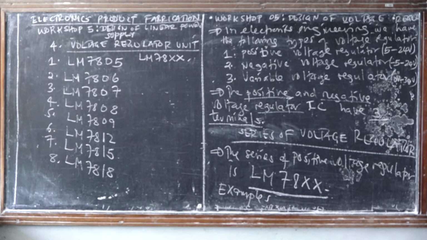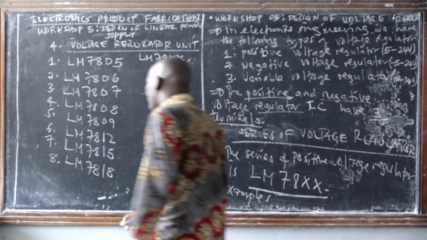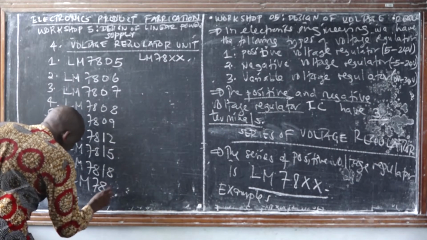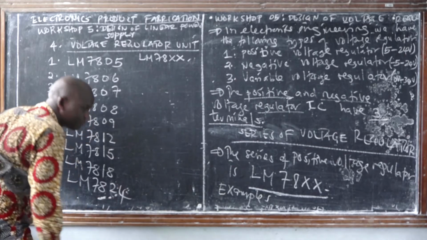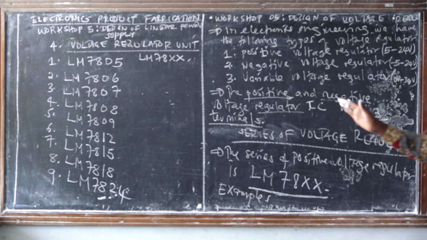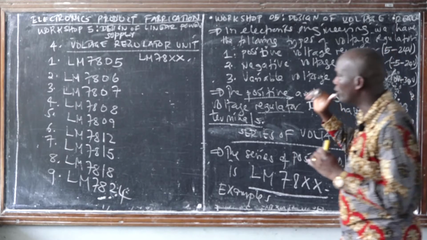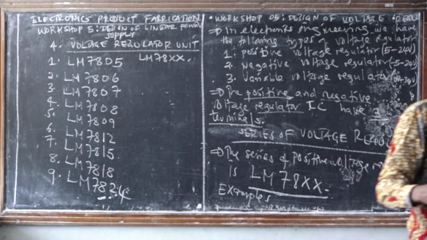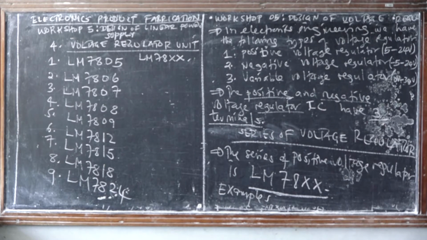Then the last one, that's example 9. The last one, we have LM7824. Don't relate what the voltage regulator provides with what the step-down transformer provides. We have spoken about the specification of the transformer. We are done with the step-down transformer. Now we are talking about voltage regulators.